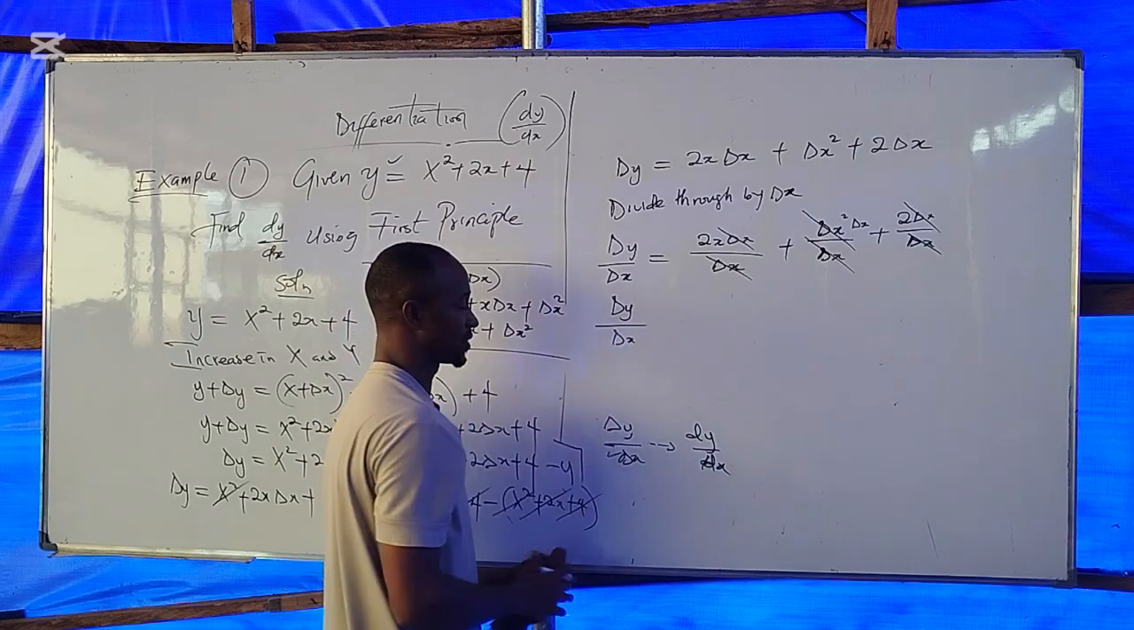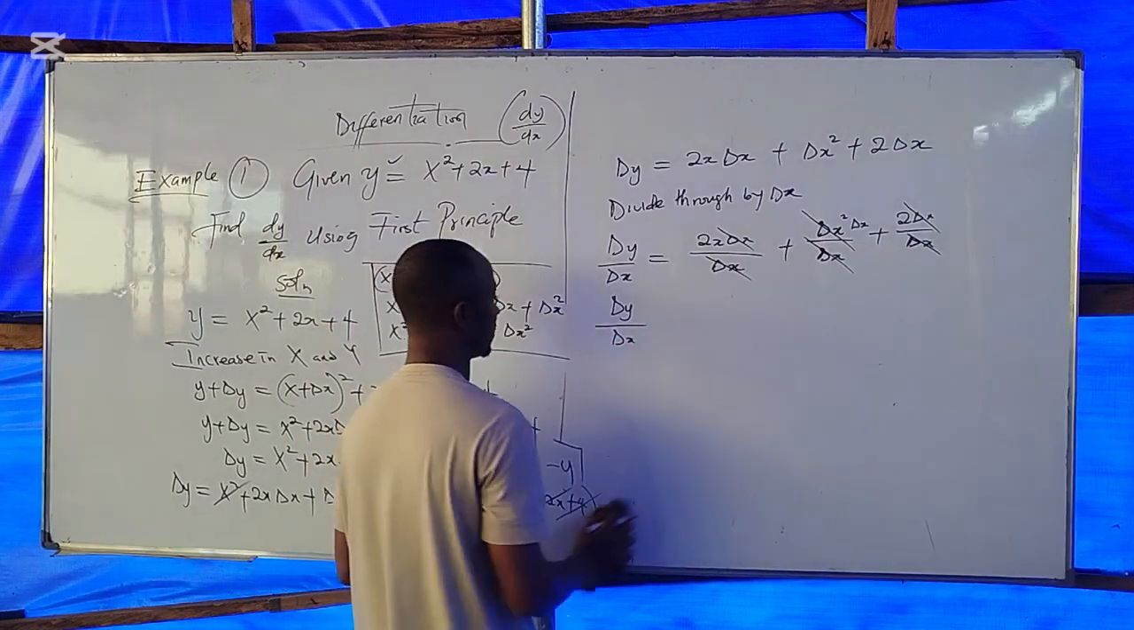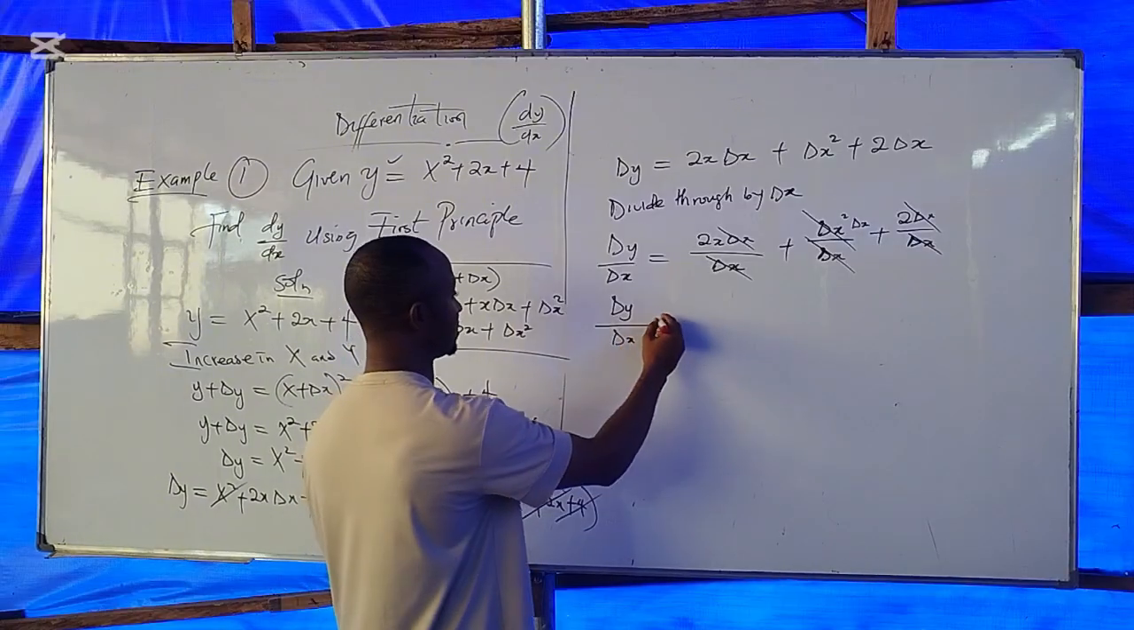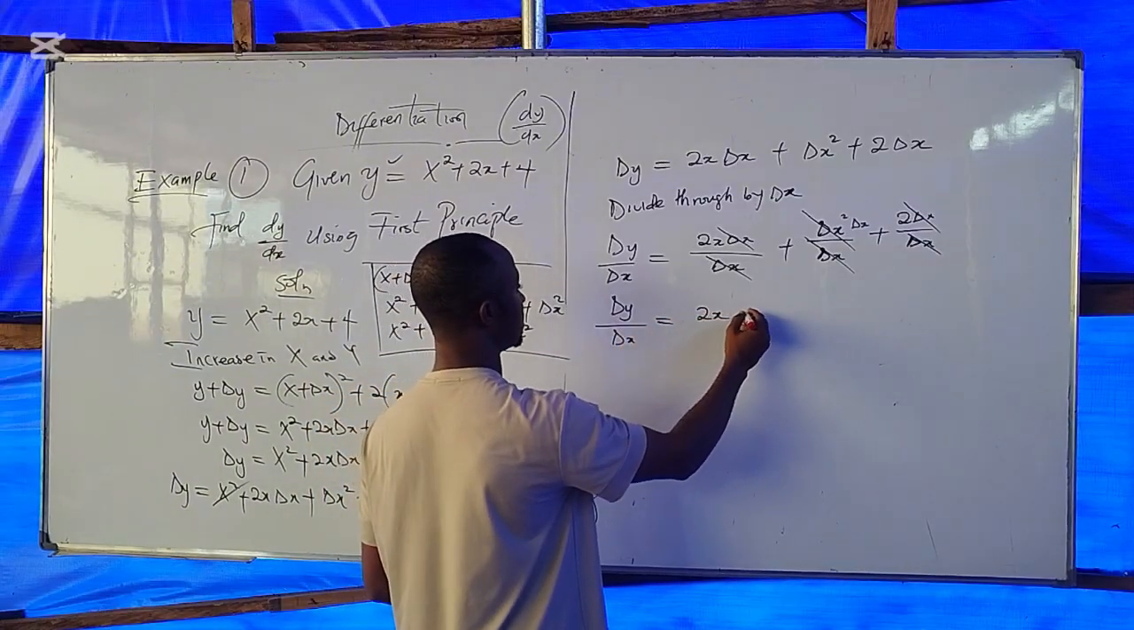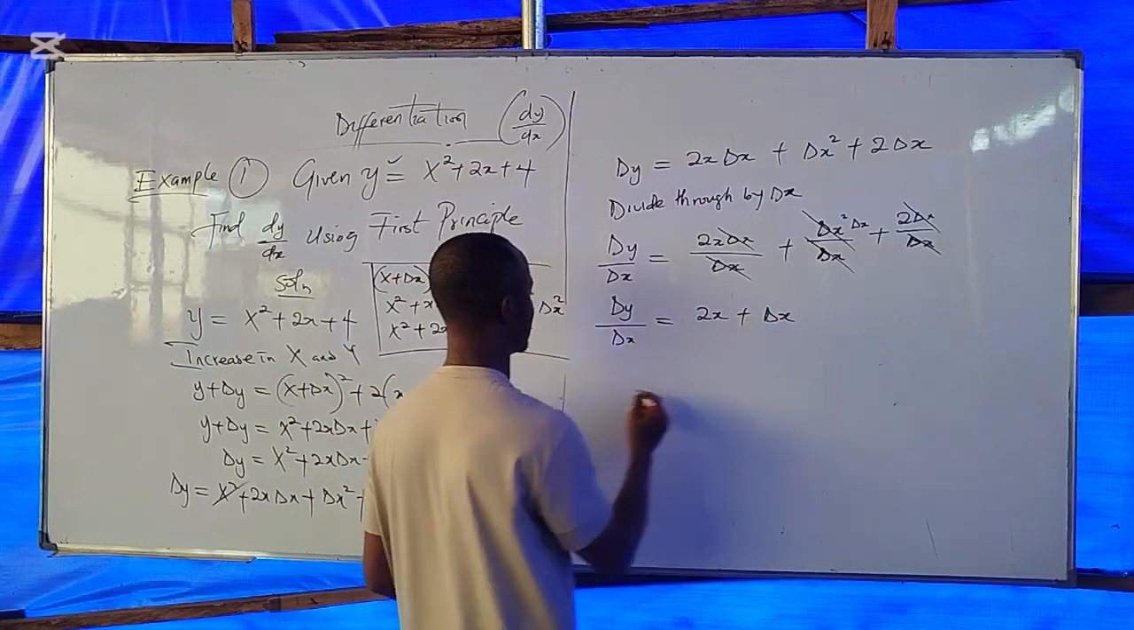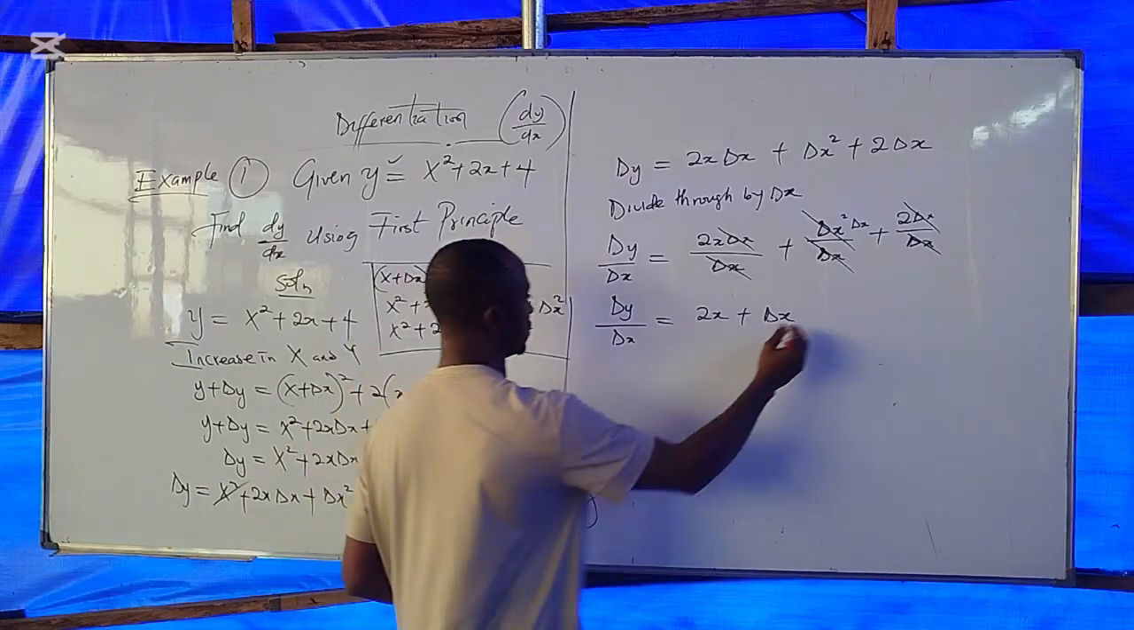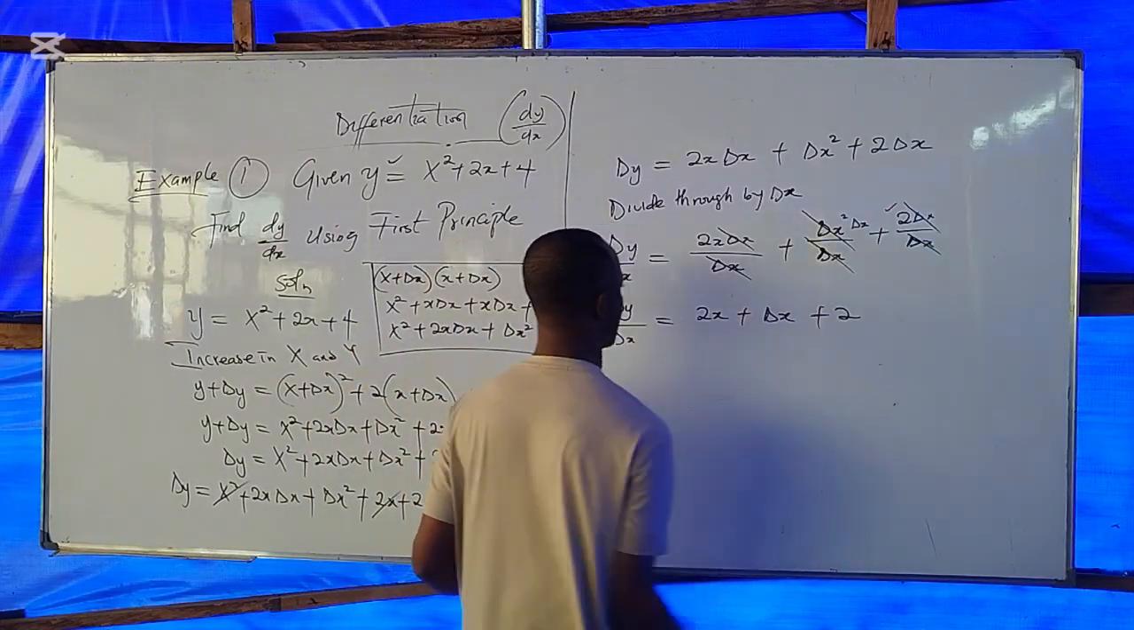This is not the y. This is called what? Delta. Delta y over what? Delta x equals to what? 2x plus what? Delta x. Then plus 2. Plus these 2, right? Okay.